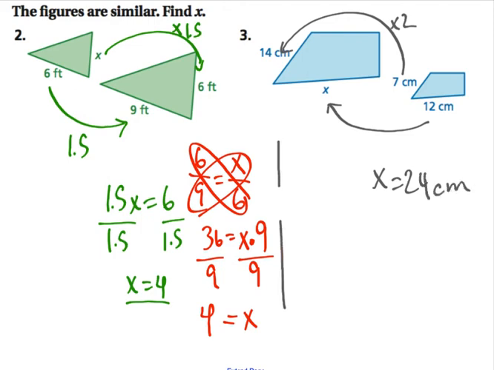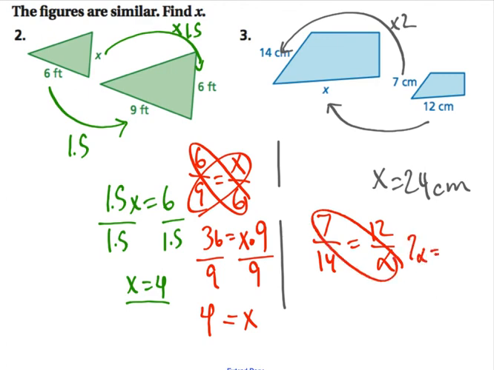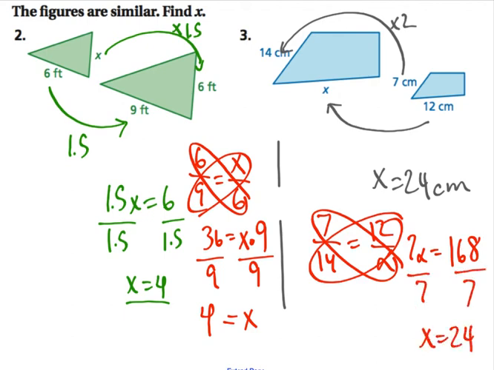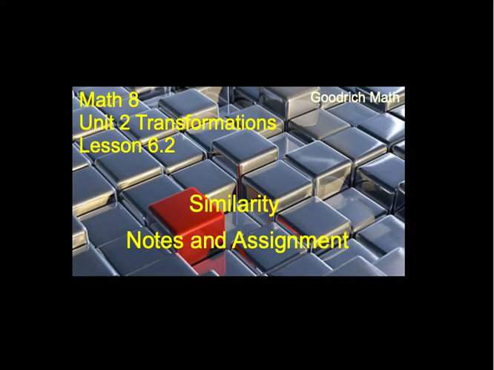Again, this can be done with cross products. 7 compares to 14 the same way 12 compares to x. If we cross multiply, 7x will equal 168. Divide both sides by 7, and x equals 24. Okay, that's the end of part 1.